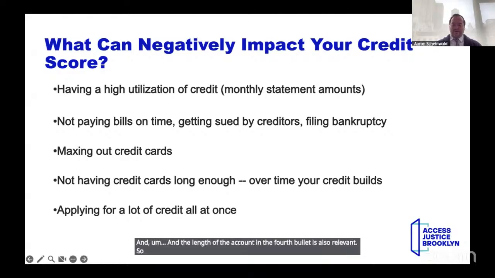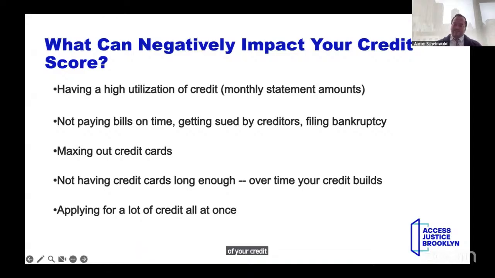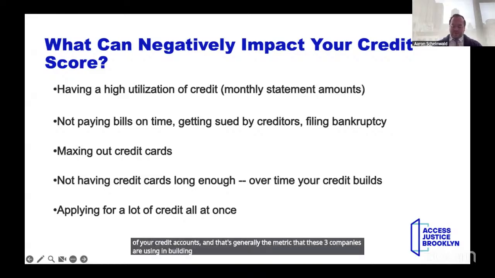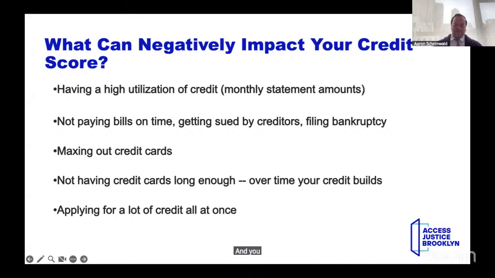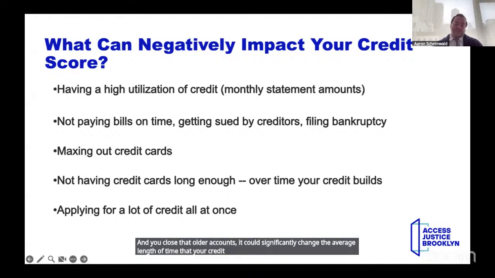So if you have credit cards or someone you're talking to has credit cards, opening and closing lots of credit cards will have an effect, but also closing your older credit cards will have an effect because that will change the average length of your credit accounts. And that's generally the metric that these three companies are using in building a personalized credit score for someone. So if you have older cards that are 8, 9, 10 years old, and a lot of your other accounts are 2, 3, 4 years old, and you close those older accounts, it could significantly change the average length of time that your credit accounts have been open and change your credit score as a result.